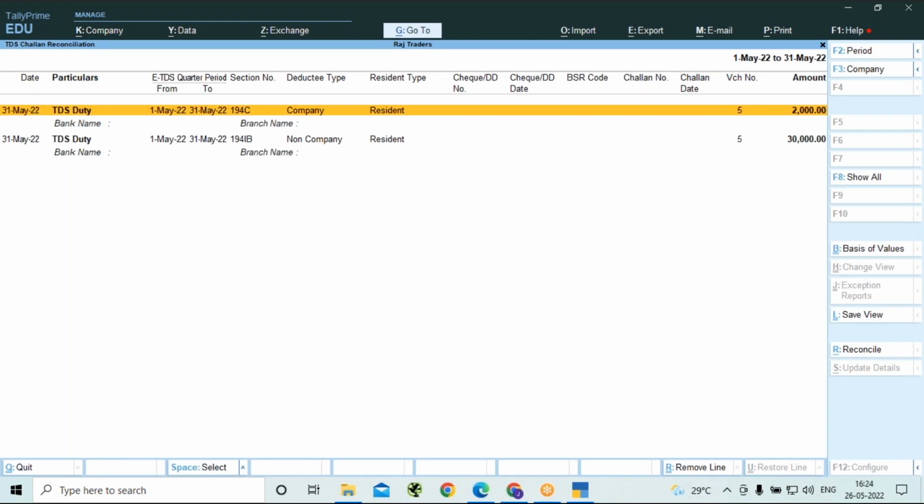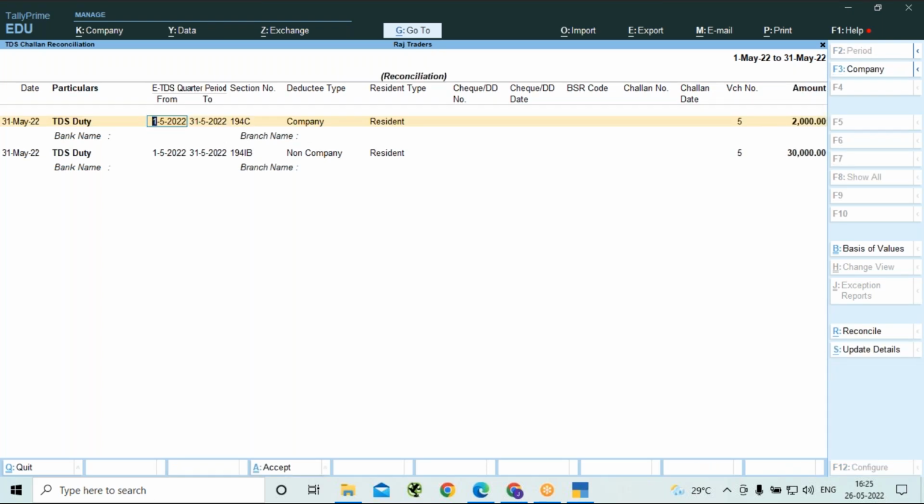So go to the challan reconciliation screen. Here it will be listed out. So press Alt R. Why do we press Alt R? So that we get the cursor on the respective field. As of now, my cursor moves only up and down. It is not moving on the particular field. So in that case, I have to press Alt R. Can you see on the right hand side, there is an option called Reconcile, where the shortcut key is Alt R. Okay, so you can enter it.